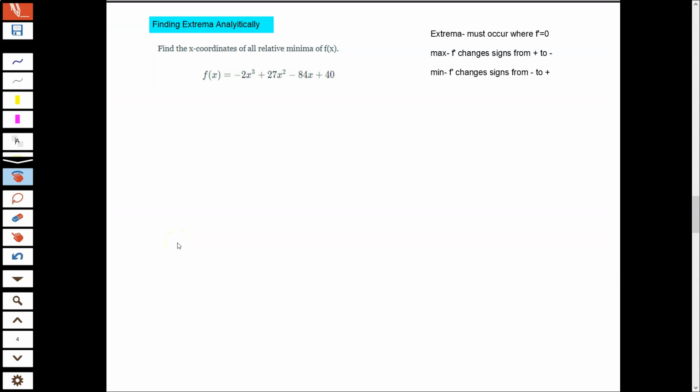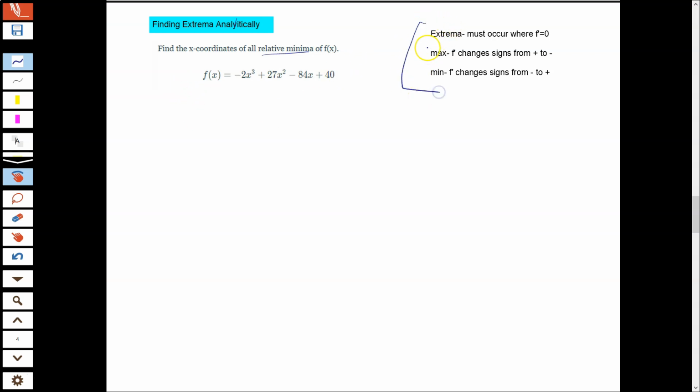Okay team, so in this video, we're going to do what we did in the last video, but instead of doing it graphically, we're going to do it analytically, which essentially means algebraically. And I misspelled analytically, which is great. So what that means is instead of having the graph of the derivative, we're going to find the derivative, and we're going to use the derivative in this case to find all the relative minima.